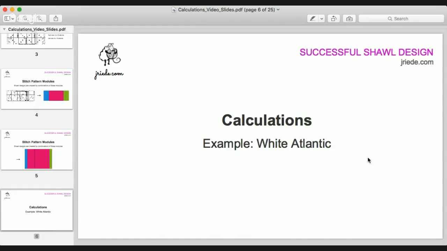And I will show you in detail how to calculate the number of stitches to cast on for this stole, and how to find out, because there are 2 stitch patterns, 2 stitch pattern modules, so to speak, how to do the transition from one stitch pattern module towards the next. Let's first have a look at the charts for White Atlantic.